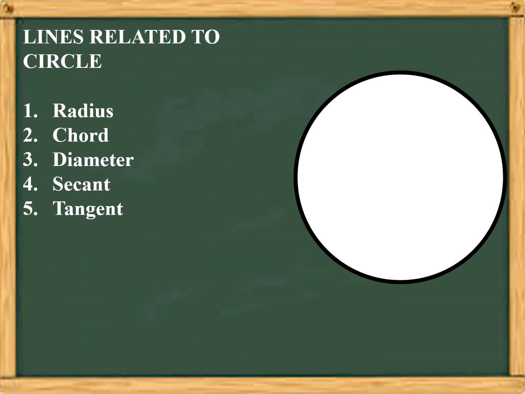So now, let's have the parts of circle. Kanina diniscuss natin yung center. So now let's have the parts na kung saan lines related to circle. So, ano naman yung parts na kung saan we have lines related to circle? We have 5. The first one is a radius. The second one is chord. Third, diameter. Fourth, secant. Fifth, tangent.